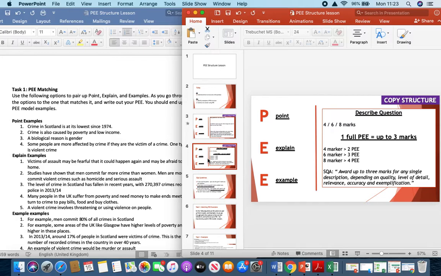They'll normally say up to 2 reasons or something like that. An 8 marker, I know it says 4 there, but it's normally 3 really good PEEs. If you get 3 PEEs, you get a mark for each point, explanation and example. That would put you at 9 marks, so you have 1 to spare at the end. So you really just need to focus on having the detail there, and if you follow the structure, it sorts itself out.